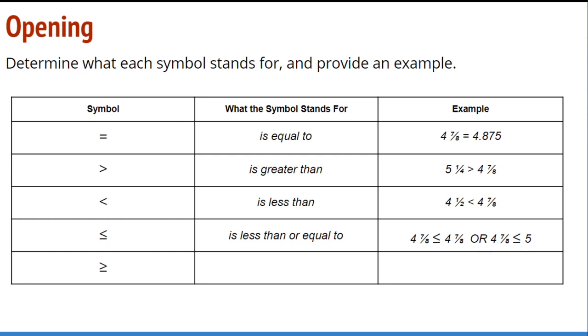So this is a combination. We can use numbers that are less than or equal to. And the next one is the opposite, with the greater than or equal to. Once again, we have the greater than symbol, and we have part of that equals symbol. So we can have statements where we are greater than, or we can have equal to. 4 and 7/8 is equal to 4 and 7/8, or 4 and 7/8 is greater than 4.